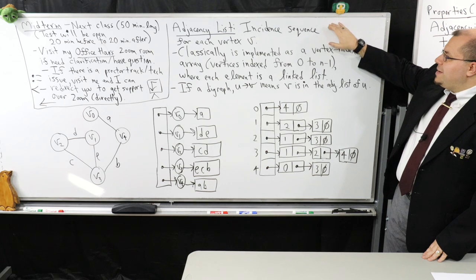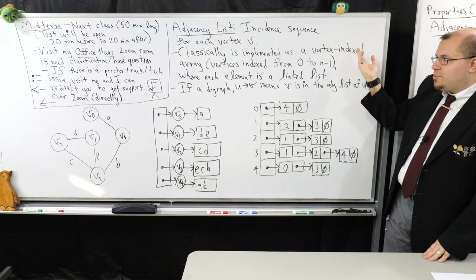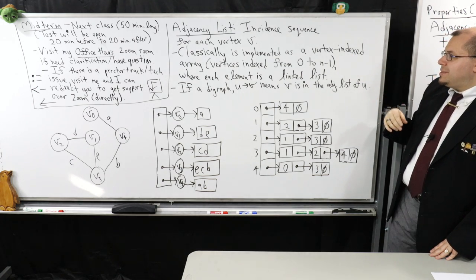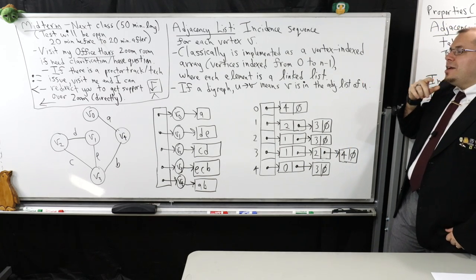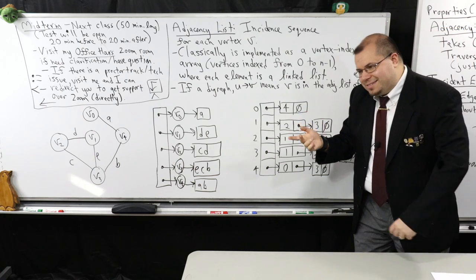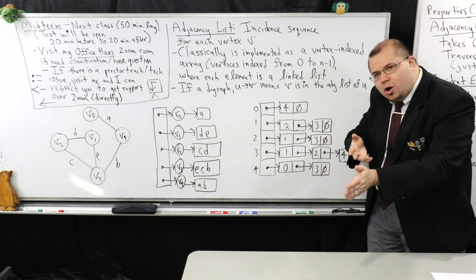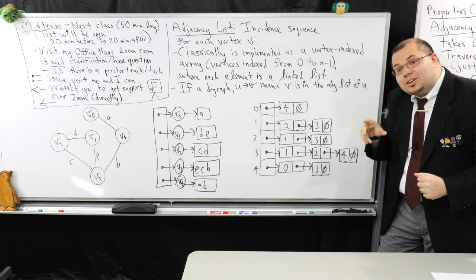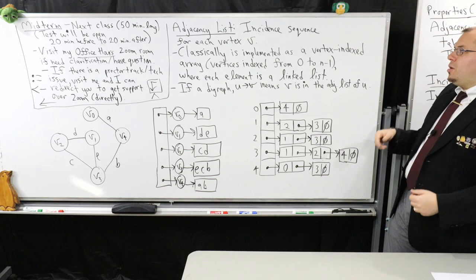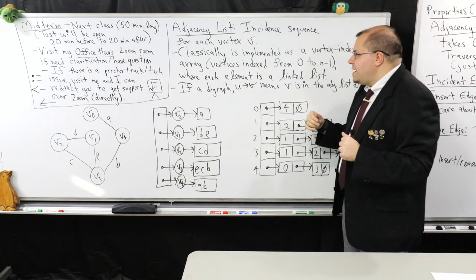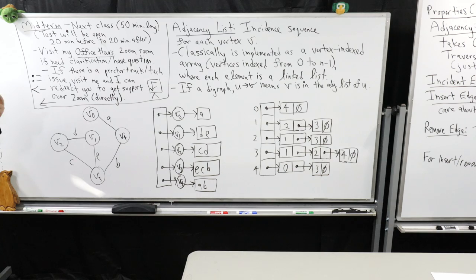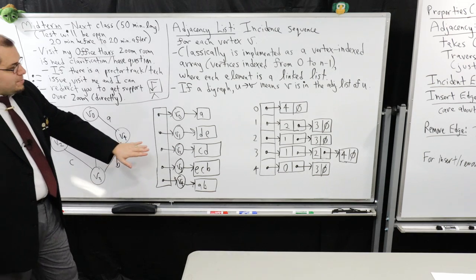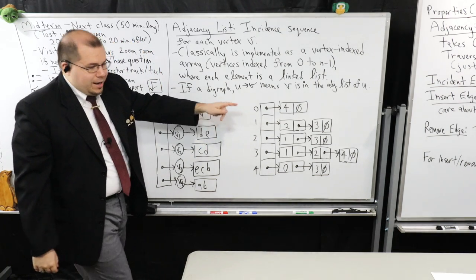So what I do is I look at the incidence sequence for each vertex V. That sounds like a lot of jargon at first when you read this, then you think, okay, well, what does he mean by that? Well, remember when we talked about a vertex and I said, oh, I have all the edges that are incident on a given vertex. I would like a nice natural way of representing this. So we call this an adjacency list. And classically, the way we implement these is using a vertex indexed array where each element is a linked list. So it will look something like this I have over here on the right.